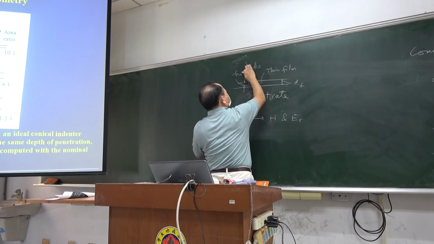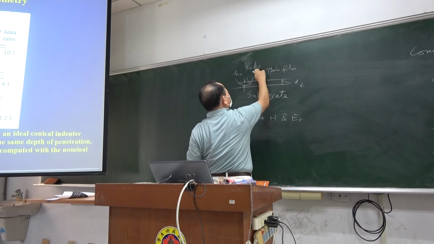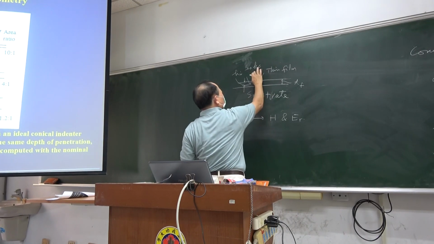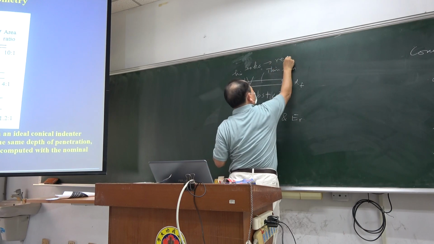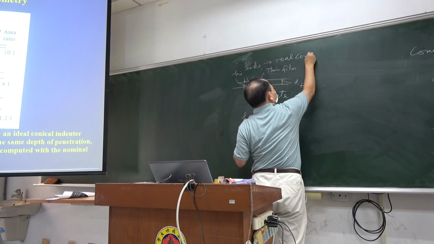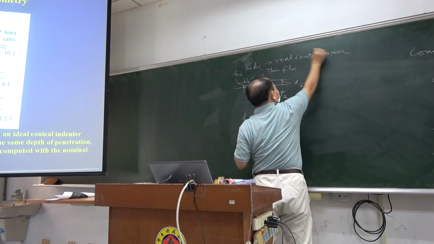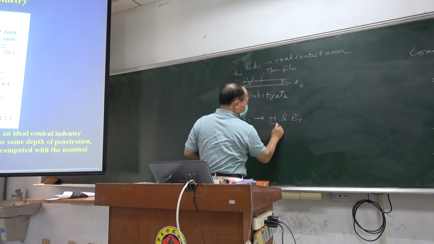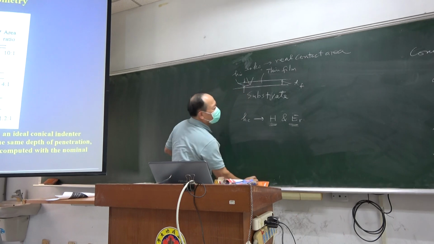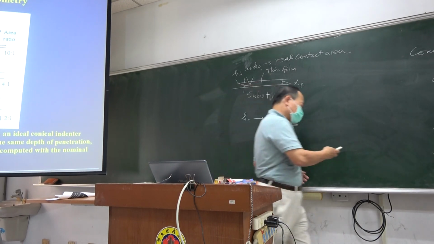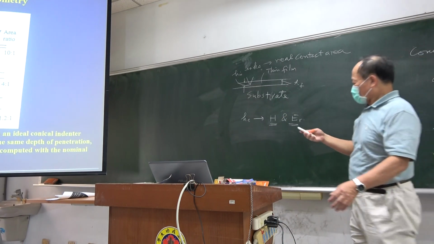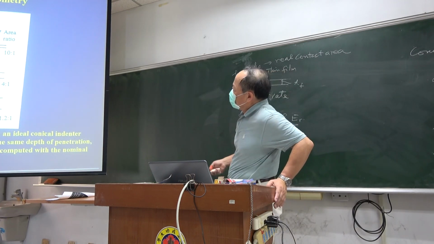Real HC, obtain the real contact depth. Then with the real contact depth, we obtain the real contact area. If we have the real contact area, then we obtain the H and the ER, the reduced modulus. Okay. So now we'll talk about this one.